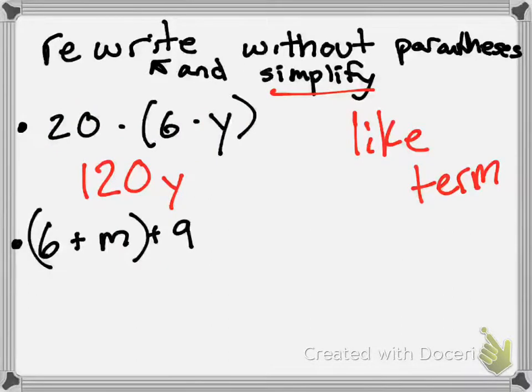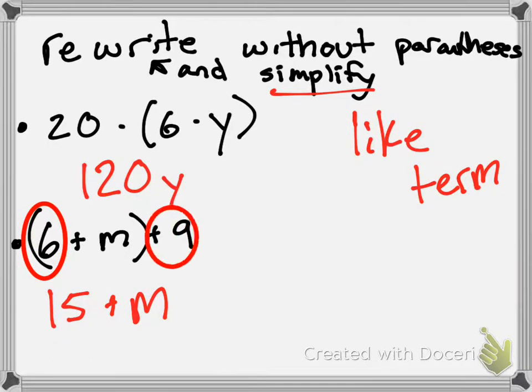What about this next one, Alinza? What did you get for number 2? 15 plus m. And how did you do that, Alinza? You combined like terms. Which two here are the like terms? The 6 and the plus 9. Exactly. We add those together to get our 15. Does m have a like term here? No. So we can't do it. We just add that m.